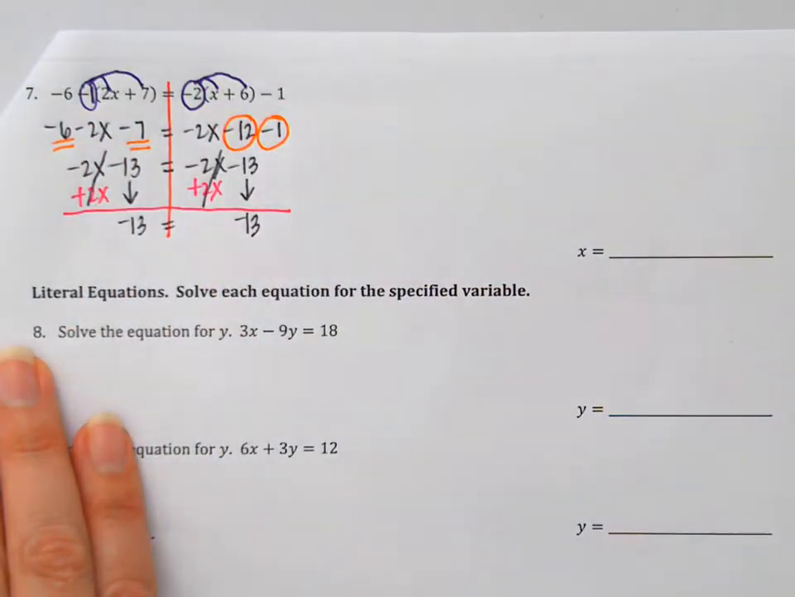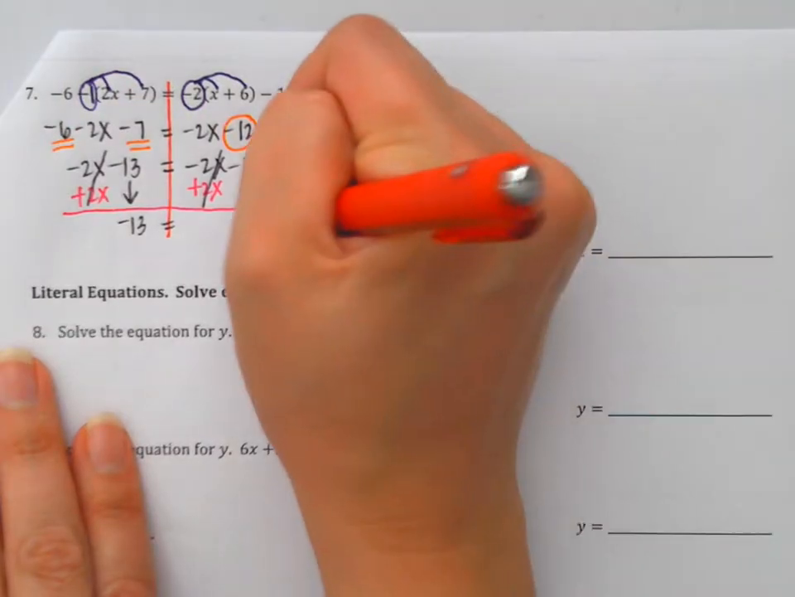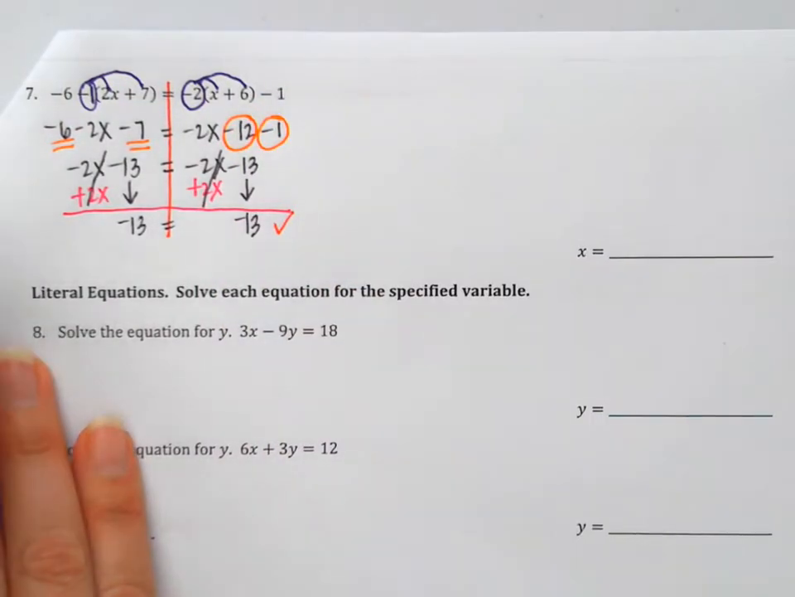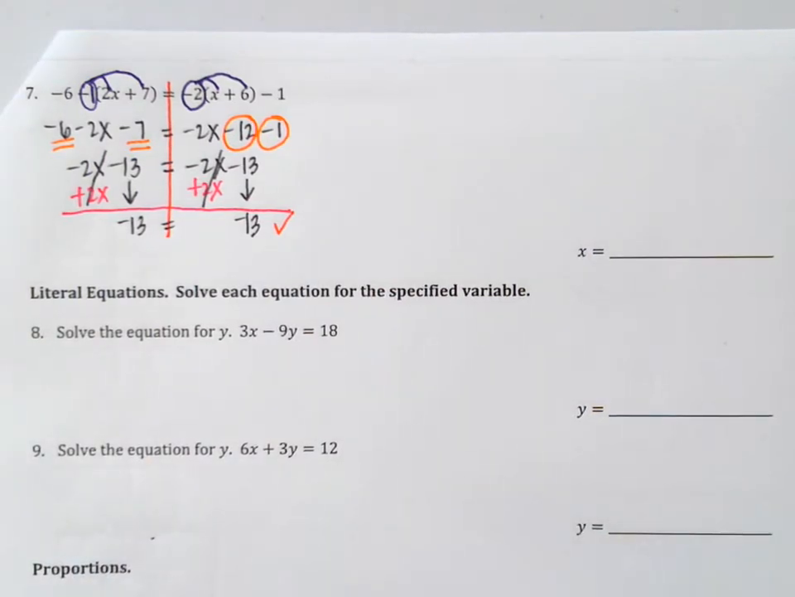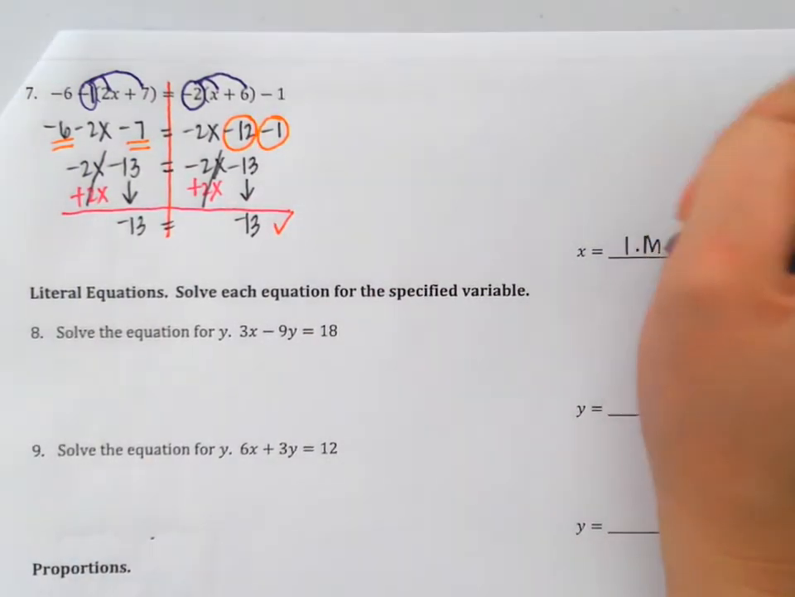Am I left with a true statement or a false statement? I'm left with a true statement. Negative 13 equals negative 13. So when it's a true statement, it's infinitely many solutions, or IMS.